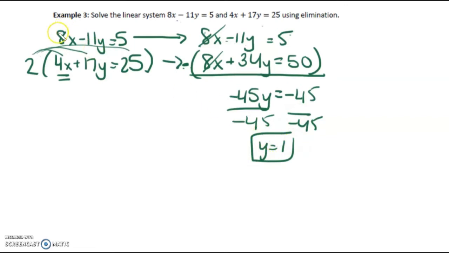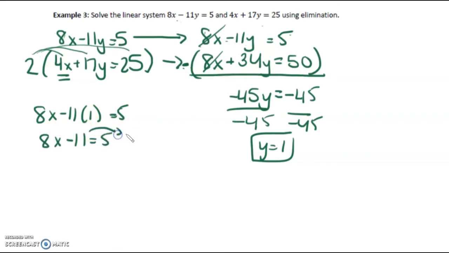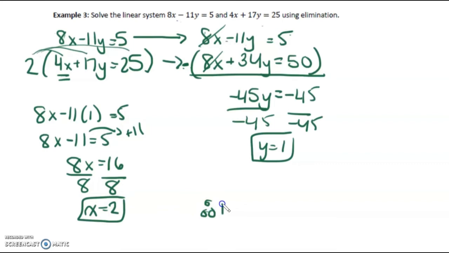Okay, we're going to take this y and sub it back into either of the originals. So 8x minus 11y equals 5, 8x minus 11 equals 5. Bring over the negative 11, and we'll get positive 11. 8x equals 16, and divide out and solve. I think that's 2. Okay, so therefore the point of intersection is (2, 1).